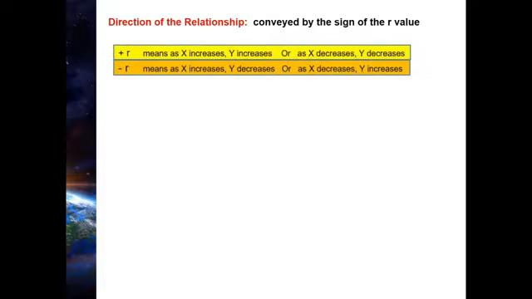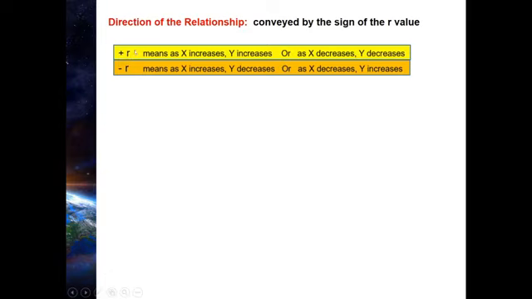What about the direction of the relationship? Well, I've already mentioned that we can tell the direction of the relationship between our variables by looking at the sign of the R value. Whether the R value is negative or positive tells us the direction of the relationship.